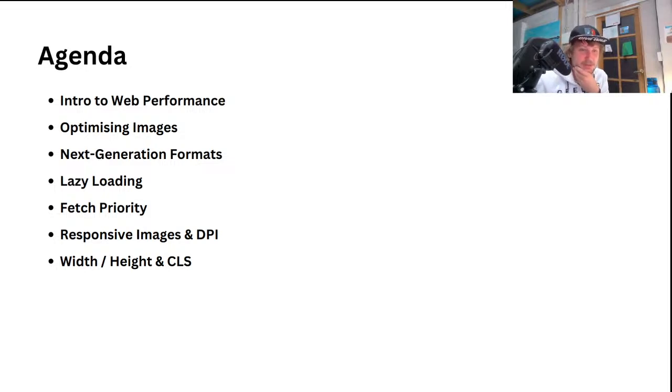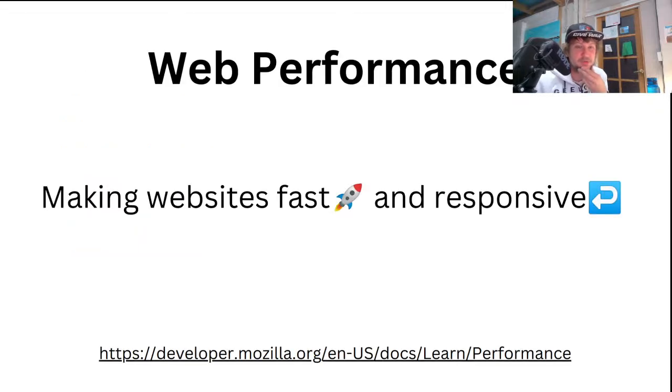And then after that, we'll jump into images and look into some of the problems, or opportunities, better said, that we can take to make them load faster. That would be next generation formats, lazy loading, fetch priorities, responsive images, and DPI with height, and how it affects cumulative layout shift. So let's get into it, and we'll start with web performance.